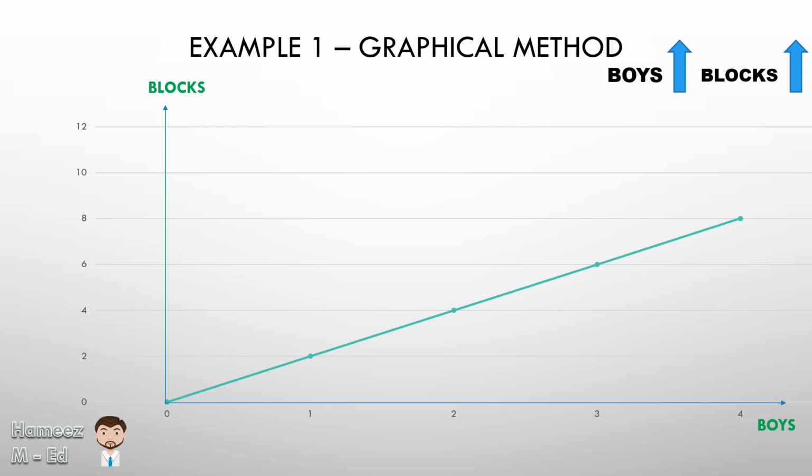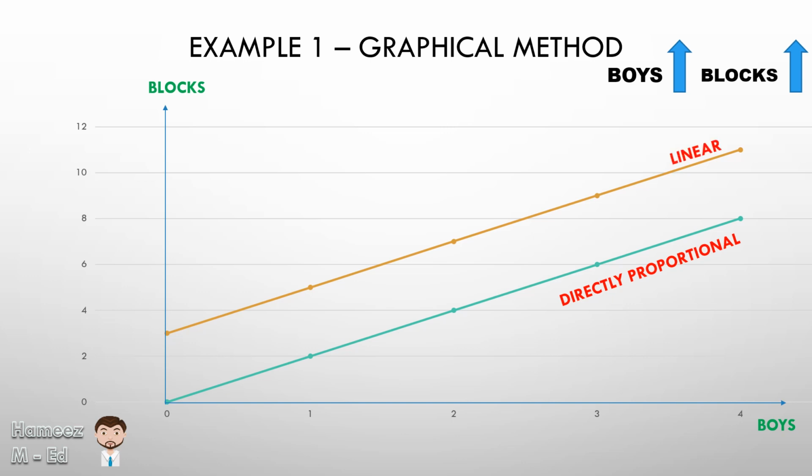And we can extend the graph and see for 3 boys how many blocks do we need, and for 4 boys same thing. This is a straight line graph, better known as a linear graph. But it's a special one. Since it is passing through the origin, it is called directly proportional. If we look at a second graph where it is also a straight line, but it does not pass through the origin, then we will just call that a linear graph.